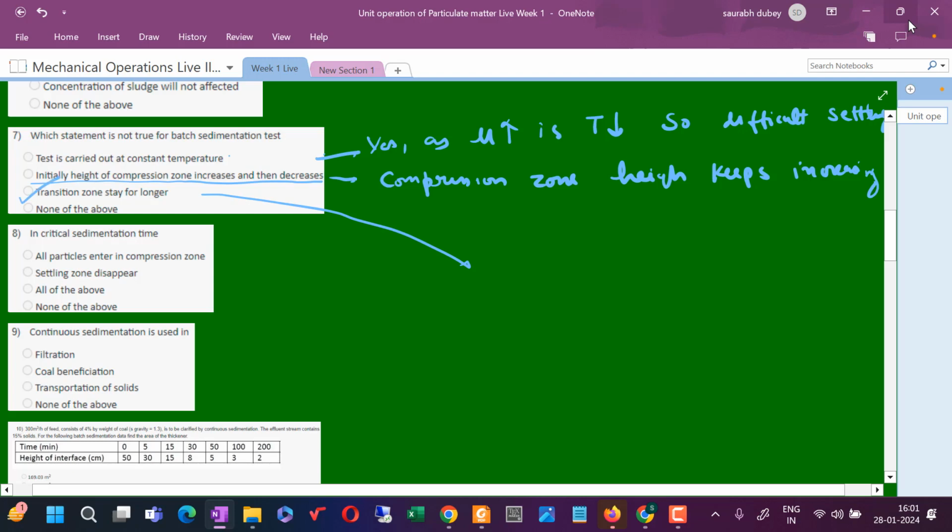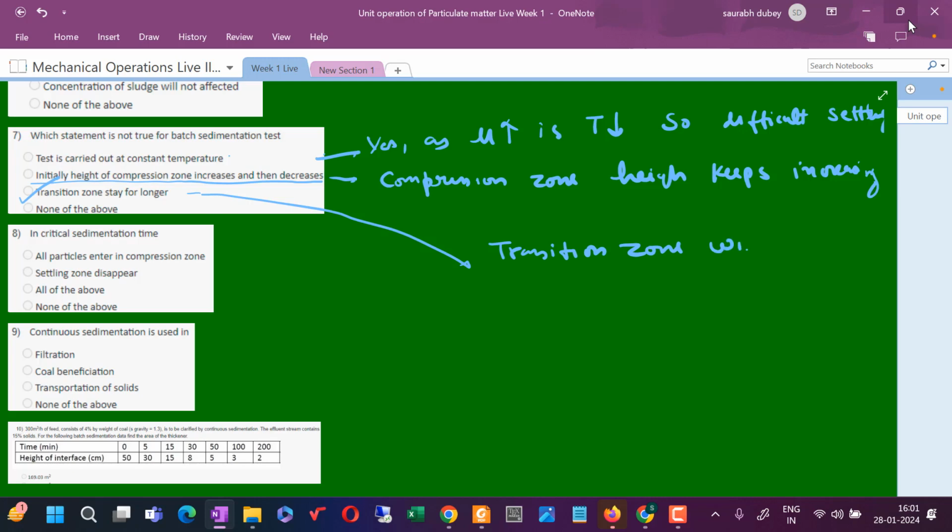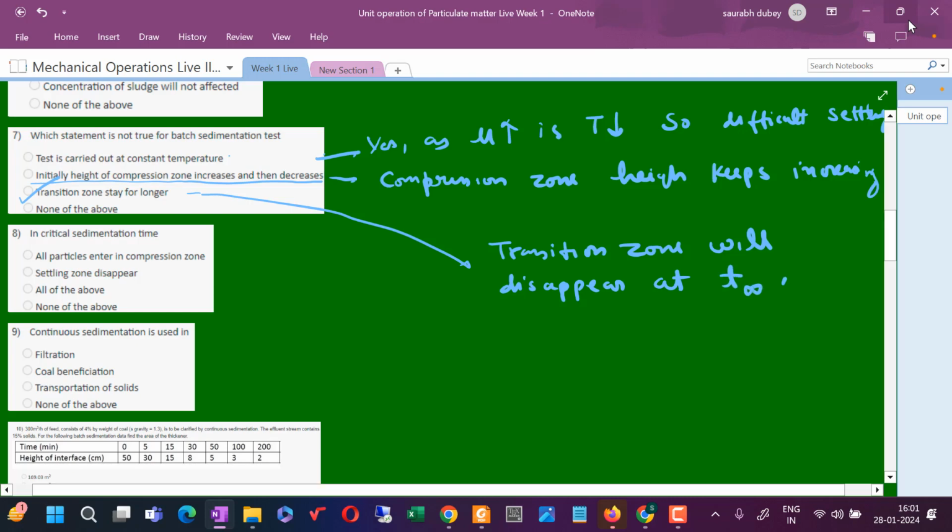So what is the correct answer for this? The transition zone will disappear at T infinity, for longer time. So question 7 is done.